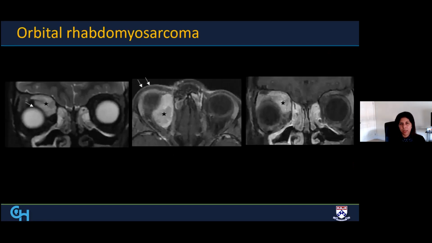And now this is a more circumscribed orbital rhabdomyosarcoma. I think this was a very young patient. If I remember correctly, this was just about a 5 or 6 year old female with this quite circumscribed mass lesion in the superior medial orbit. You can see the enhancement here and see the displacement of the globe. And that is why they present early with symptoms of either proptosis or restricted extraocular motility.